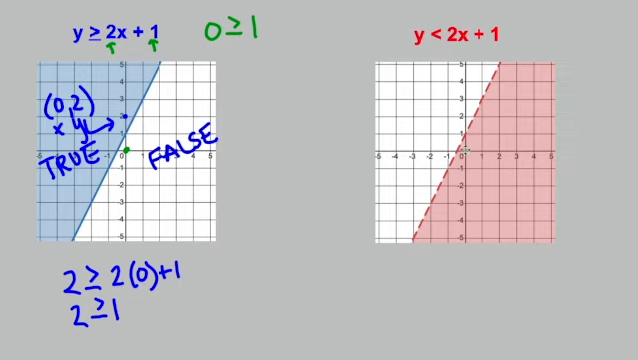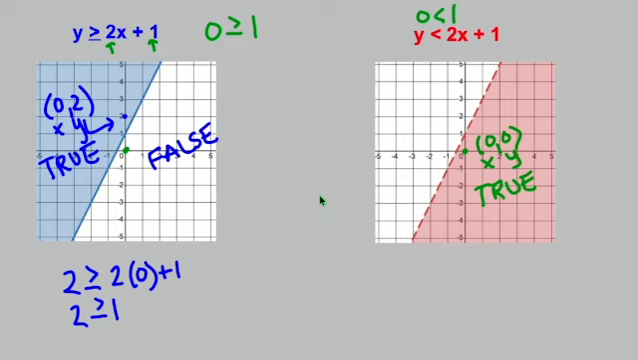So I will pick a point over here. I always like to pick easy ones like 0, 0. And if we plug that in, y is 0 and x is also 0. So I'm going to get 0 is greater than 2 times 0, which is 0, plus 1. So is 0 less than 1? Well, yeah, that's true. So basically everything over here on this side is going to be true, and that's why we shade this in.